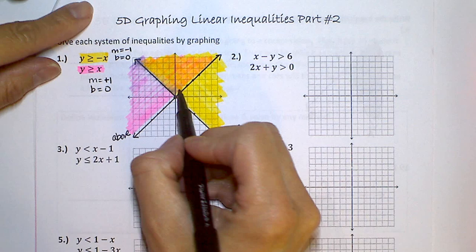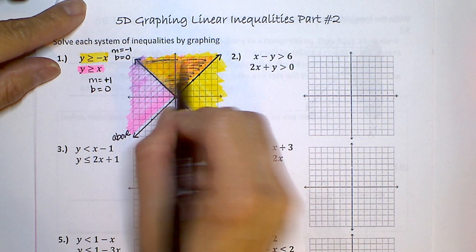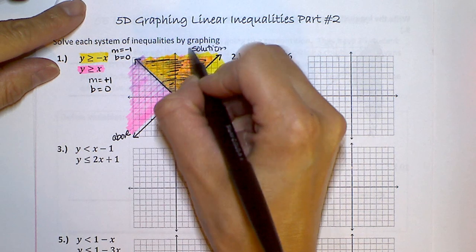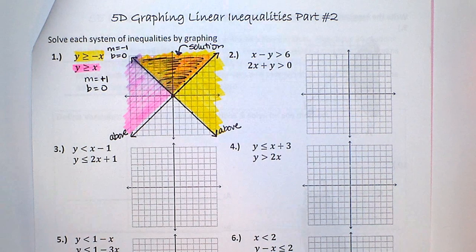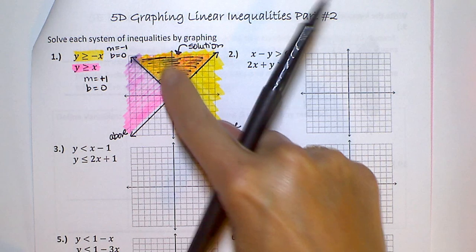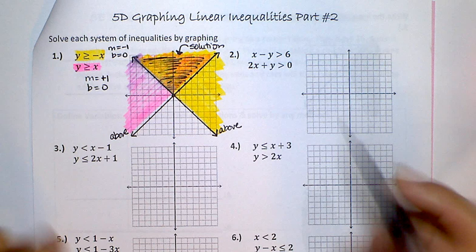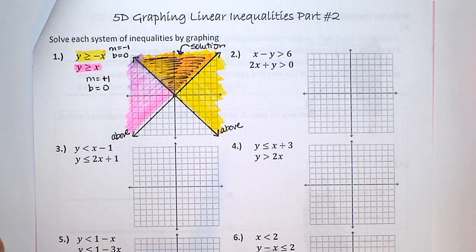If you were using a pencil or a pen, you can just shade the overlapped part. So your solution is everything in this section here. Now when two lines cross, they're going to create 4 sections. Only one of them will be the overlap. So they're going to overlap this way. Okay? So this is the solution to this system of linear inequalities for number 1.